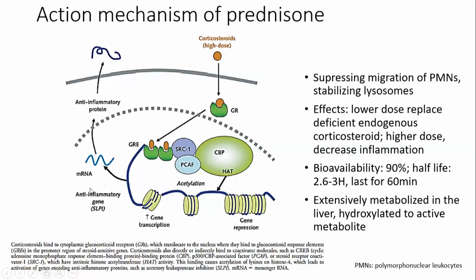anti-inflammatory proteins, for example, SLPI. So they encode the proteins for the anti-inflammatory response. So they will release the anti-inflammatory proteins. So that is the mechanism of prednisone. Macam mana dia nak block atau macam mana dia nak reduce inflammation.